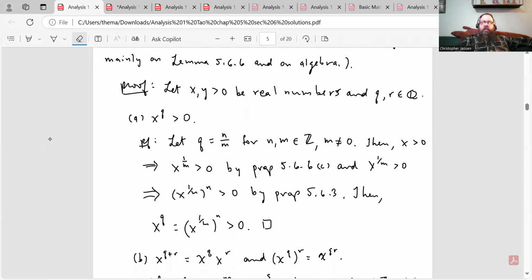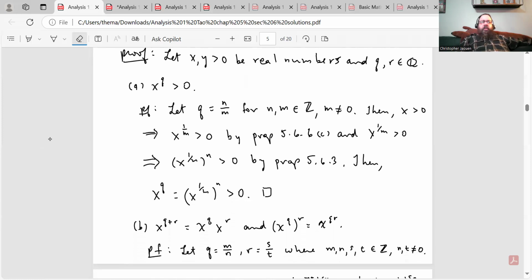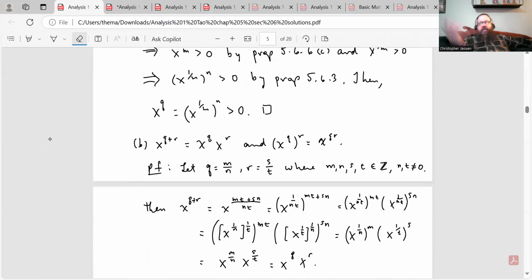So here's the hypothesis that will hold throughout the problem. Let x, y greater than 0 be real numbers and q, r be rational. Part A says show that x to the q is greater than 0. Right, so here's the proof. Let q be n over m for n, m integers where m is not 0. Then x greater than 0 implies x to the 1 over m is greater than 0 by proposition 5.6.6. And x to the 1 over m greater than 0 implies (x to the 1 over m) to the n is greater than 0 by proposition 5.6.3. Then x to the q is (x to the 1 over m) to the n, which is greater than 0. Right, like I said, these are going to be quick.